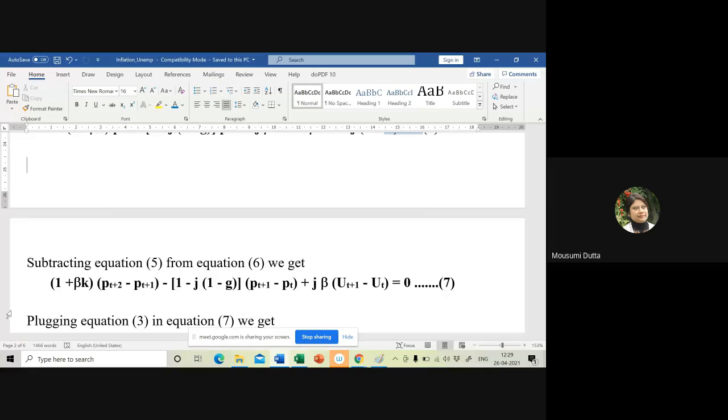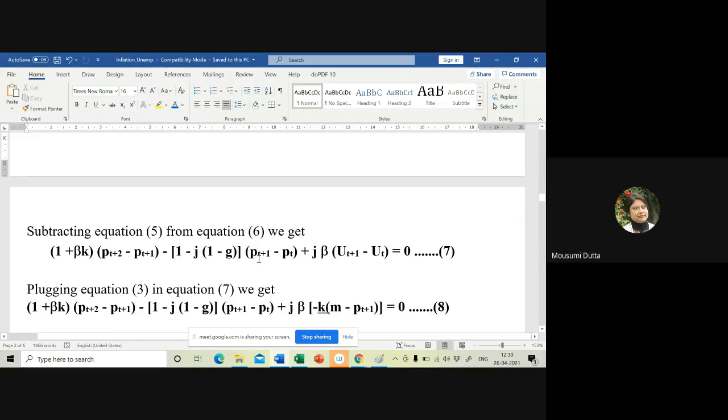Okay. So you are getting a homogeneous kind of equation. Right hand side is equal to 0 because the constant terms remain the same across the two equations. So plugging the U(t+1) minus U(t) equation here, that was equation number 3, in equation number 7, we get this one. Rest of the things are similar. In place of U(t+1) minus U(t), I'm putting minus k into [m minus p(t+1)].